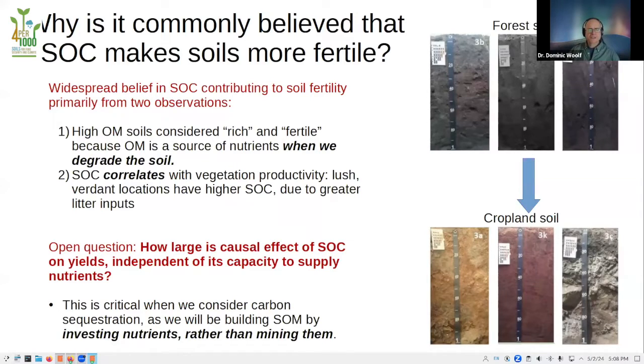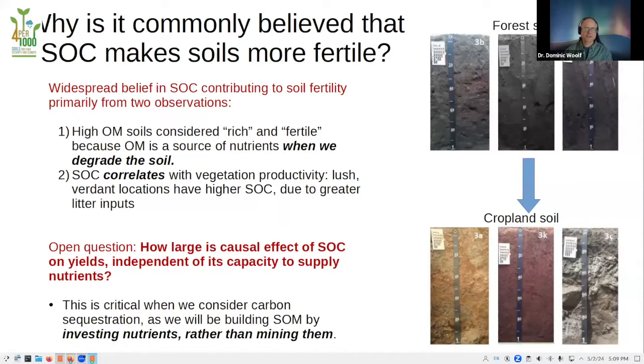So really, this remains an open question, which is how large is the causal effect of soil organic carbon on yields, independent of its actual capacity to supply nutrients to the soil. And that question becomes really critical when we're thinking about building up soil organic carbon in order to address climate change by sequestering carbon. Because when we do that, we're no longer using organic matter as a resource that can provide nutrients. At that point, we actually have to invest nutrients in order to build organic matter.